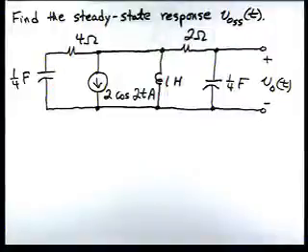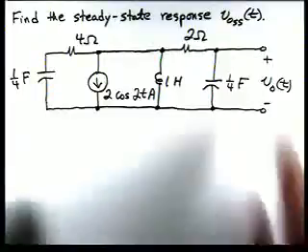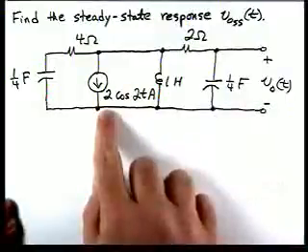In this problem, we're asked to find the steady state response V0 SS of t. We can see the circuit. We've got a cosine for a source, and the way we'll approach this is we're going to draw the S-domain circuit, do our analysis in the S-domain, and find the transfer function which relates V0 to this current source.